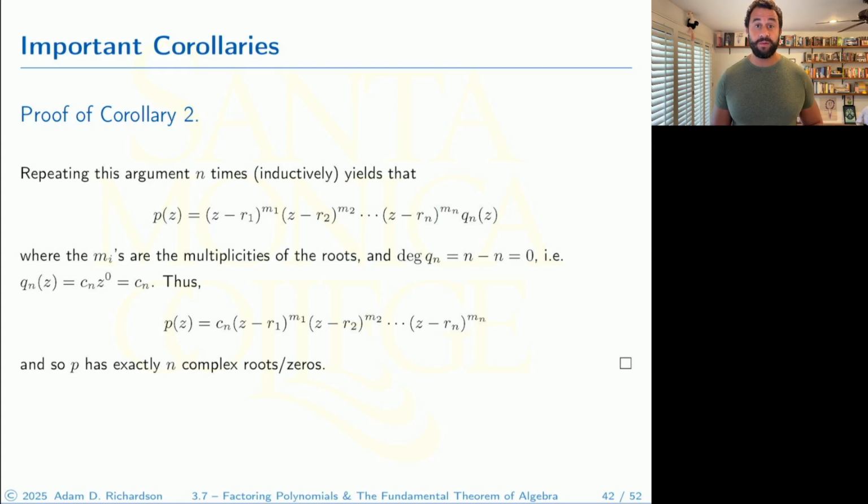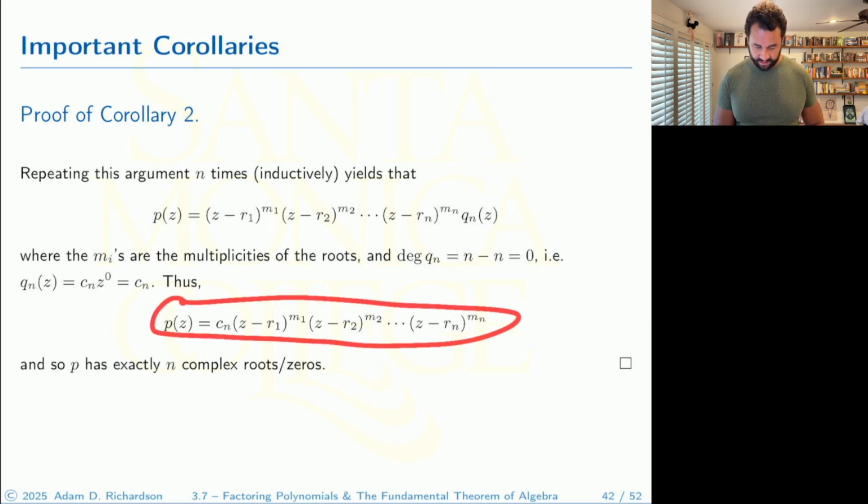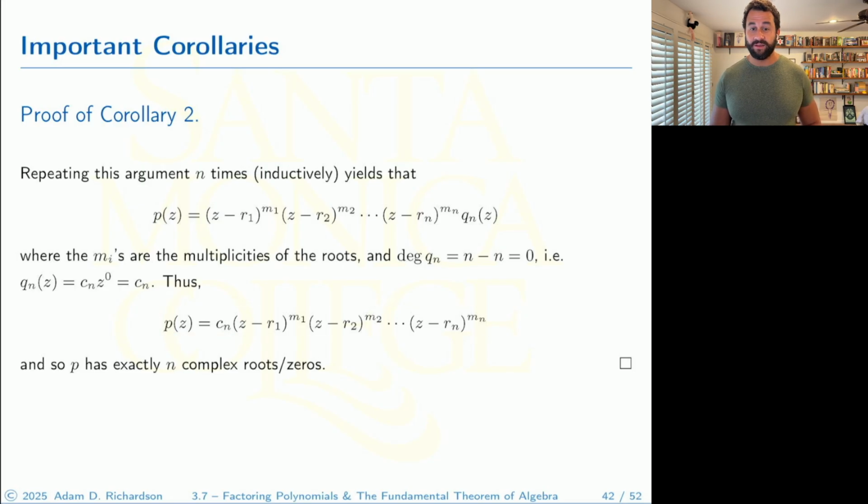Repeat it again. You can repeat this argument n times. You can use induction, and that will yield that you can factor P of z until you get all of this, where the m sub i's are the multiplicities of those zeros. The degree of this final polynomial is zero, so that means it's a constant. That last polynomial is just going to be the coefficient C sub n, the leading coefficient. And then voila, we've done it. Pretty wild, huh? Pretty wild. And yes, so P has exactly n complex roots.